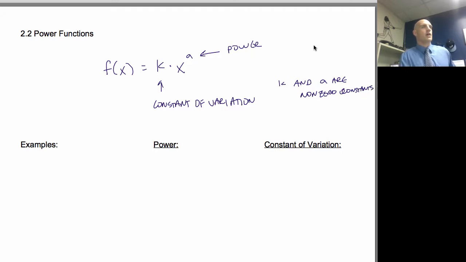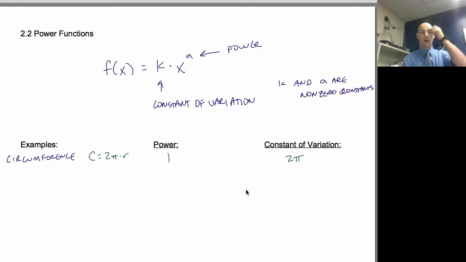Okay, so they can't be zero, but as we operate in this, you're going to see they could be a fraction, they could be negative, they could be positive. Here are some examples. Circumference: circumference is equal to 2 pi times radius. The power is 1 and the constant of variation is 2 pi. Radius is what is varying, and our constant of variation is the constant that is being multiplied by it.